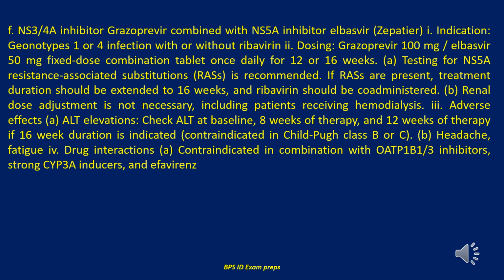Renal dose adjustment is not necessary, including patients receiving hemodialysis. 3. Adverse effects include a. ALT elevations. We should check ALT at baseline, 8 weeks of therapy, and 12 weeks of therapy if 16-week duration is indicated. The product is contraindicated in Child-Pugh class B or C. B. Other adverse effects include headache and fatigue.